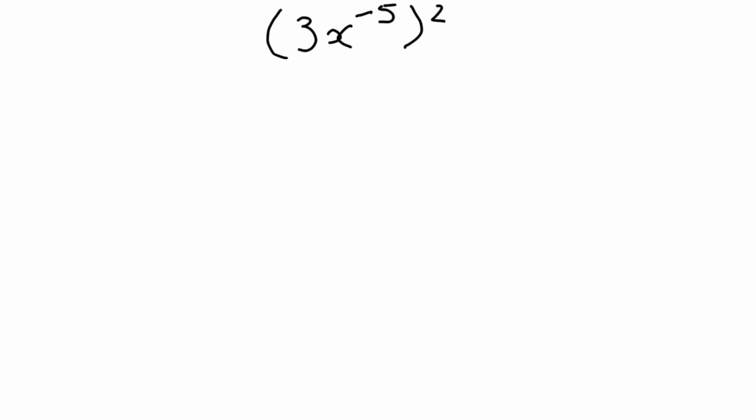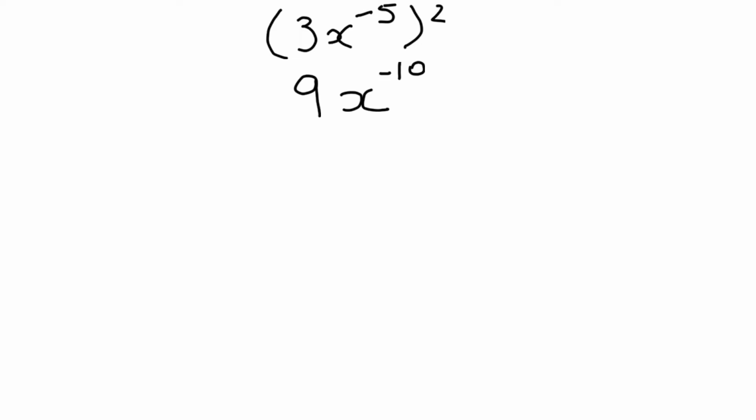First, we have to use exponent laws. We have these brackets, and we have exponents on either end. So we're going to be squaring everything inside the brackets. First thing we have to do is square that 3. So 3 squared is 9. And now we have to square this variable. With the exponent laws, we're going to be multiplying these two exponents together. So -5 times 2 is -10. So it's going to be x to the power of -10.